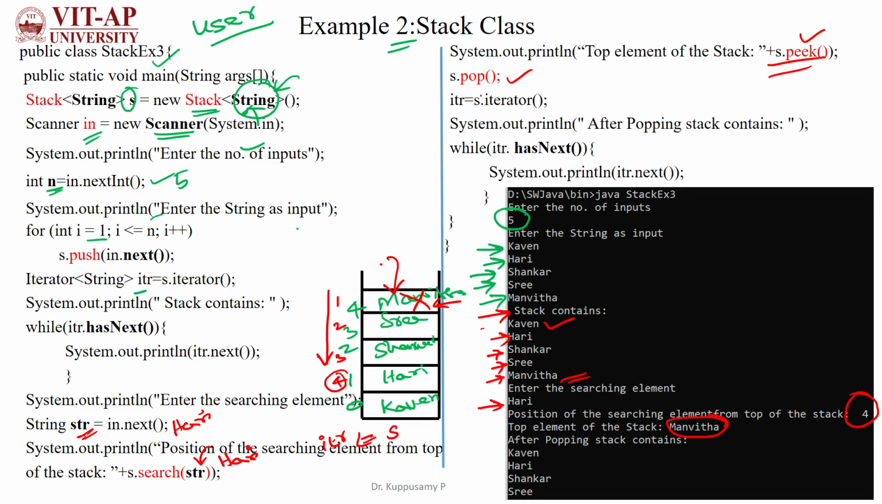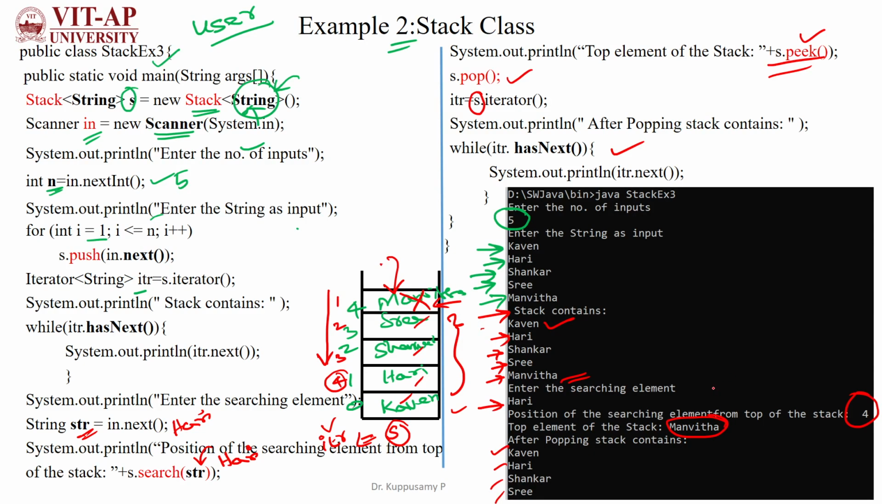Then again I am assigning the values which are available in the stack to the itr. Freshly we are assigning that, so now it has only four elements, right? Kavin, Hari, Shankar, Sri. So it has Kavin, Hari, Shankar, Sri, right? So this is the final output of the stack after popping the top element.